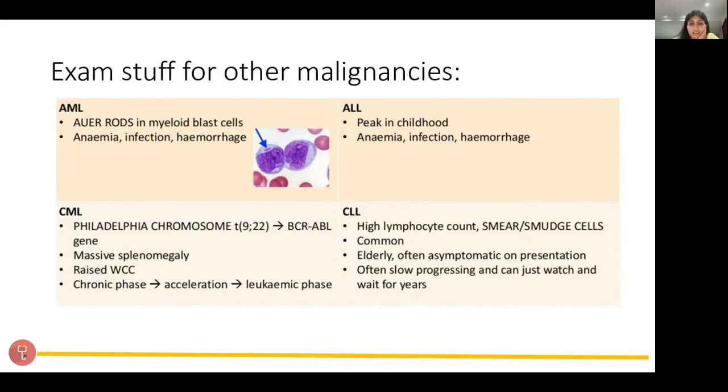CLL is way commoner than CML, and usually occurs in elderly patients. Often it's just picked up as an asymptomatic high lymphocyte count. Some patients don't even need treatment until they start developing symptoms. So yeah, it's very slow progressing.